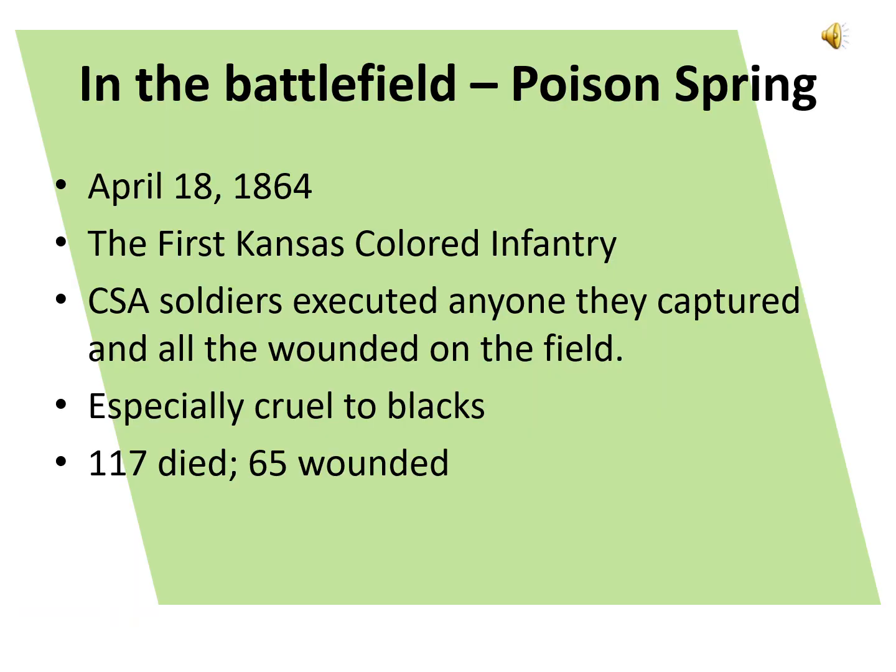In the Battle of Poison Spring in Arkansas, which was April 18, 1864, the 1st Kansas Colored Infantry took a big hit that day from the Confederate soldiers, who were merciless to any and everyone they captured and to all the wounded on the field. They killed anyone they could come in contact with, and they were especially cruel to the black soldiers. That day, 117 died and 65 were wounded in that battle.